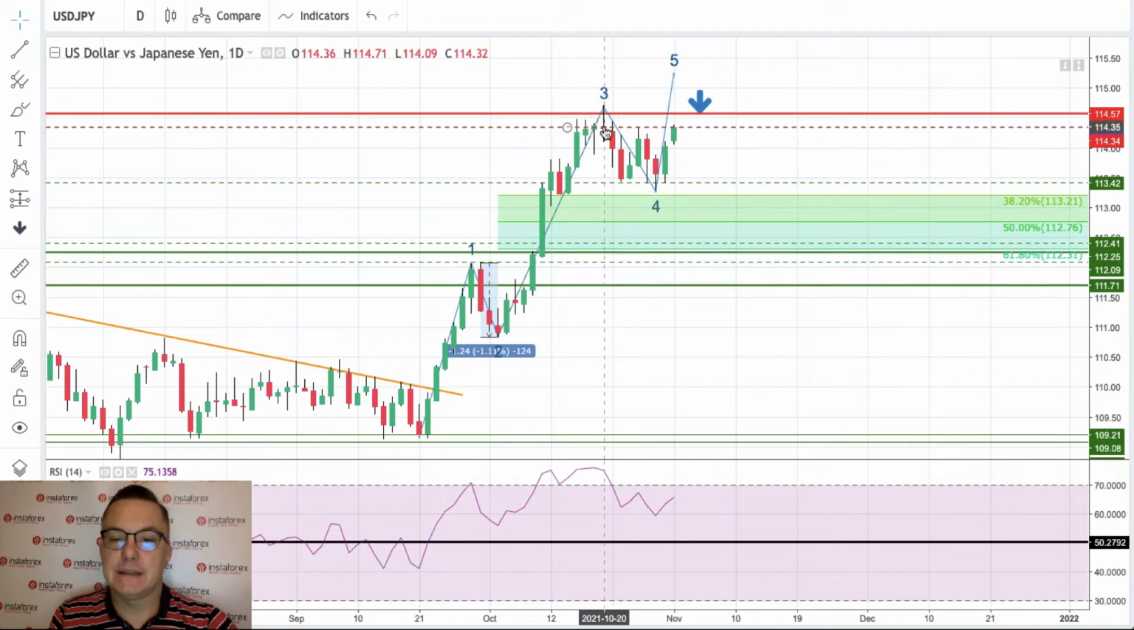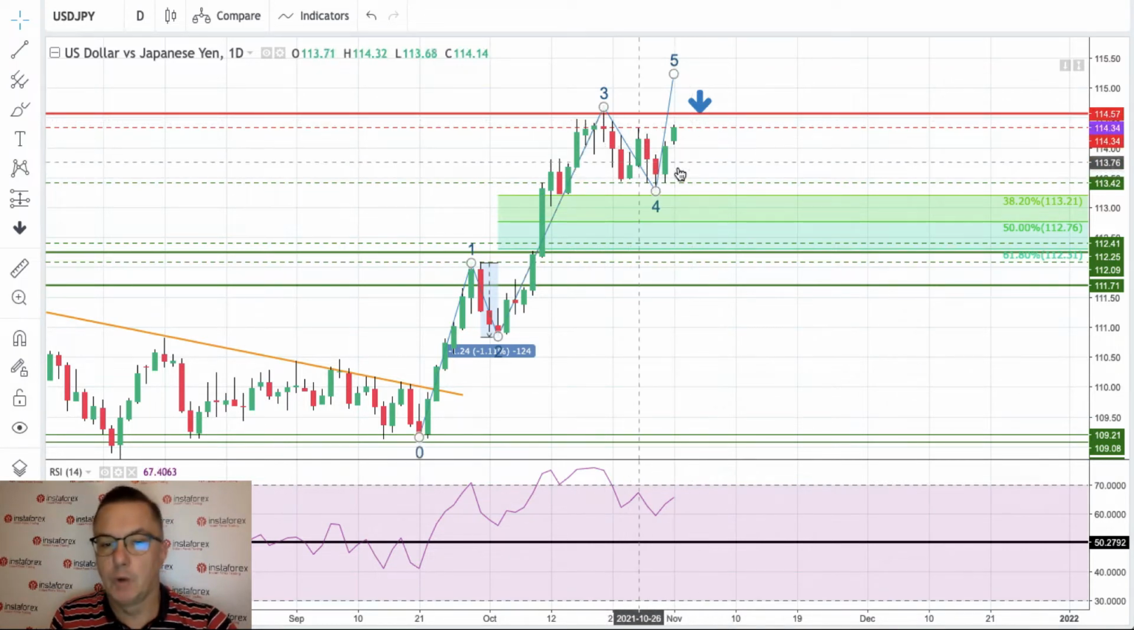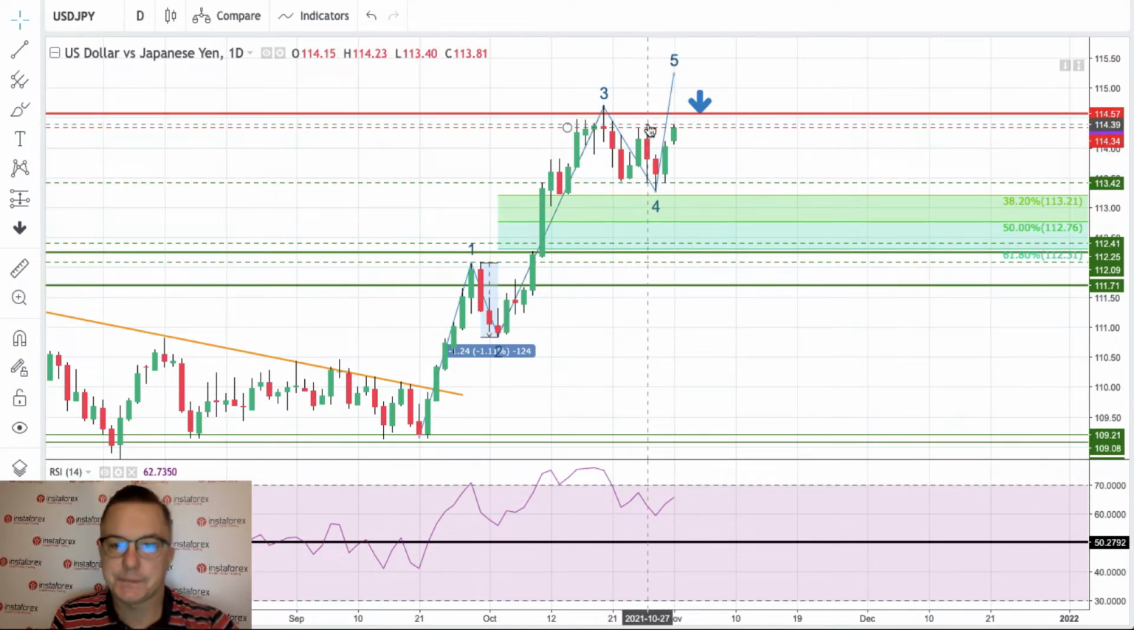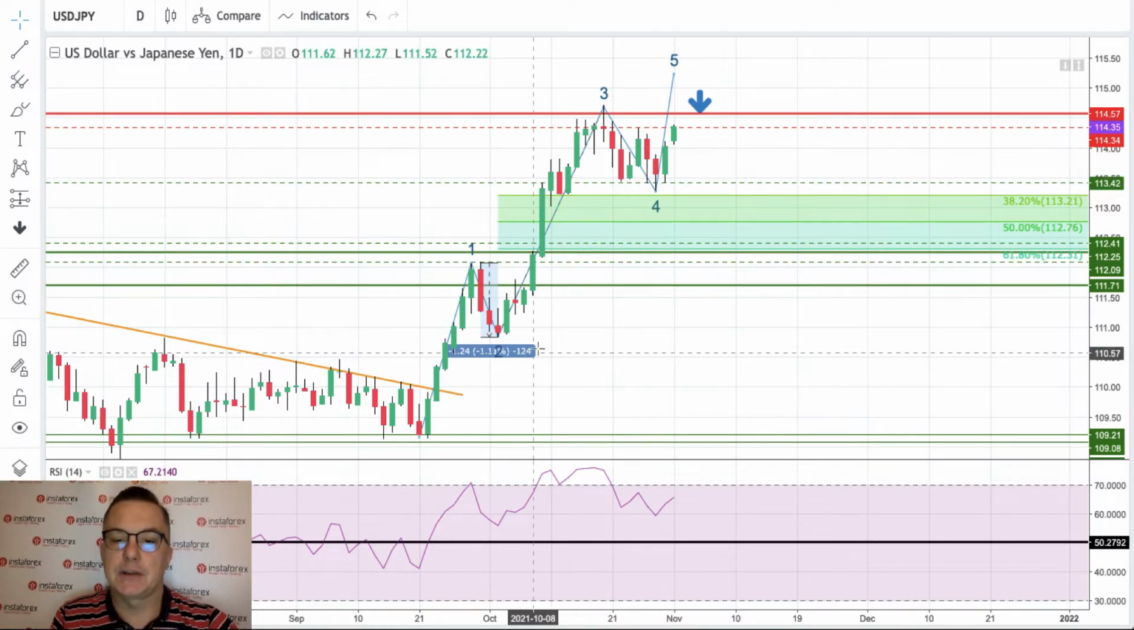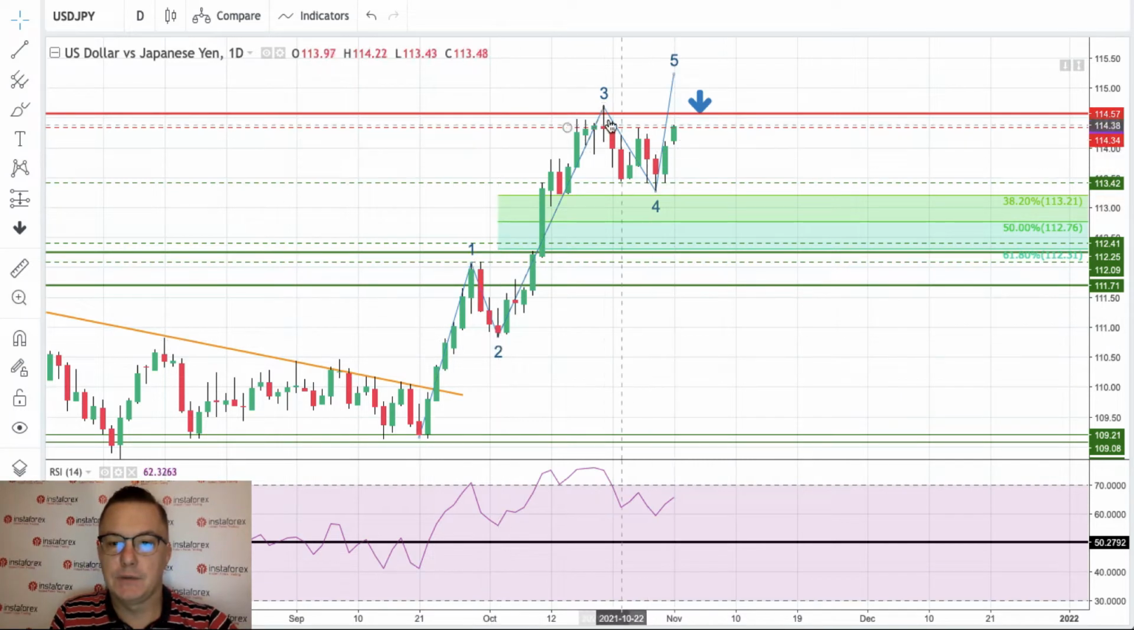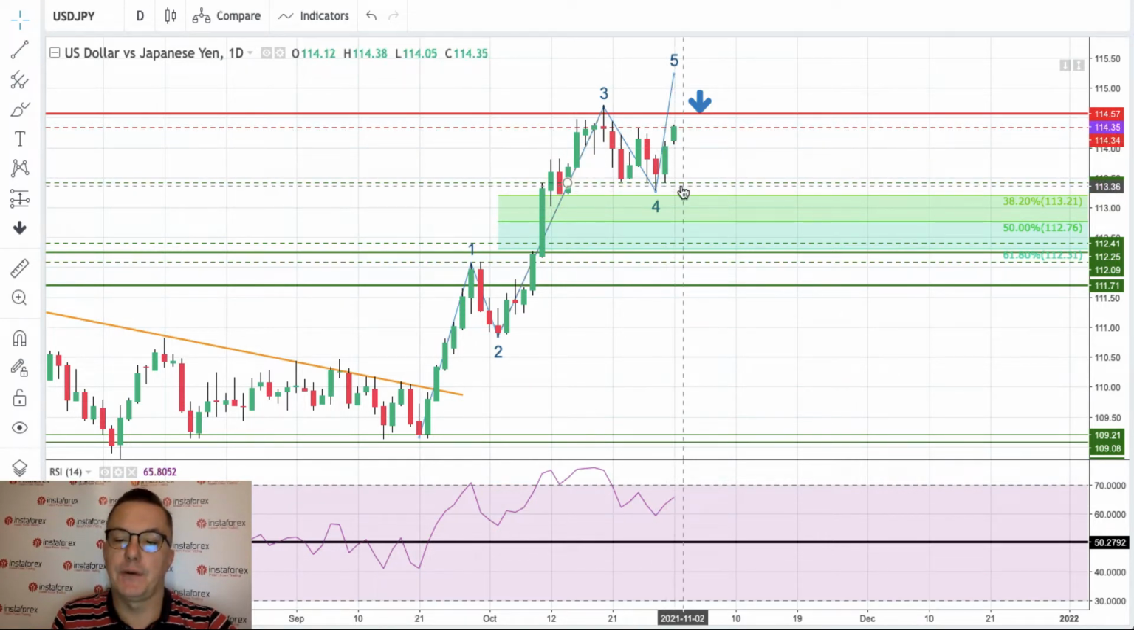But please notice the fact that as long as we are trading below the high of the wave 3, located at 114.71, the wave 4 might develop. The wave 4 still might develop into a more complex and time-consuming correction. That correction is, of course, bigger than the wave 2, or almost equal to the wave 2. So that's fine. We got a nice rally here, but it doesn't mean we are done with the wave 4.